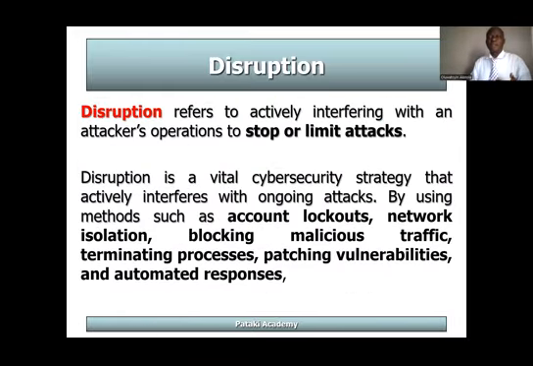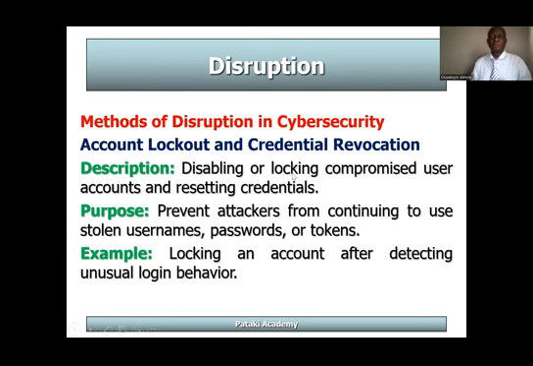Disruption refers to actively intervening in an attacker's operation to stop or limit the attacker. Disruption is a vital cybersecurity strategy that actively interferes with an ongoing attack by using methods such as account lockout, network isolation, blocking malicious traffic, terminating processes, patching vulnerabilities, and automated responses.